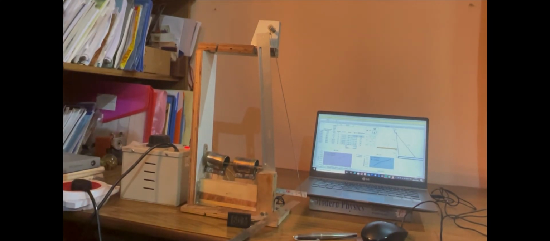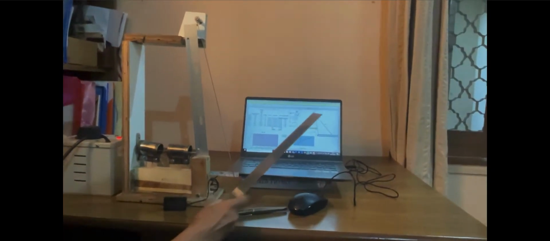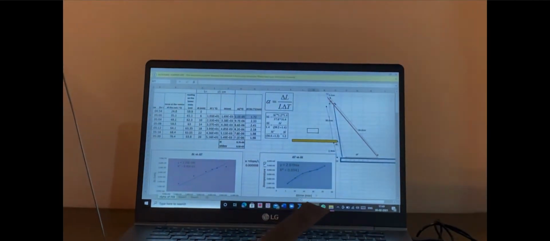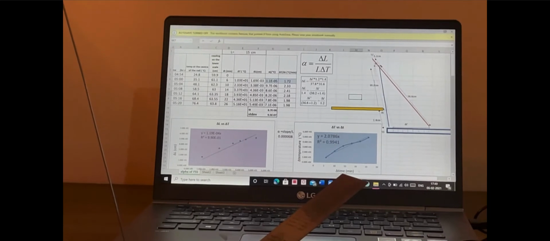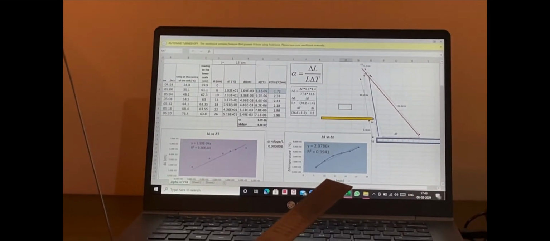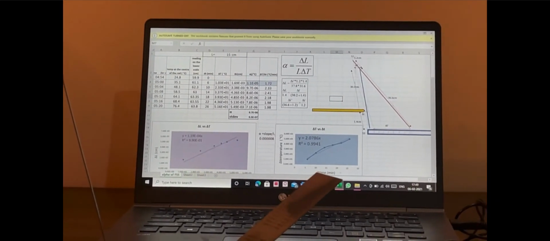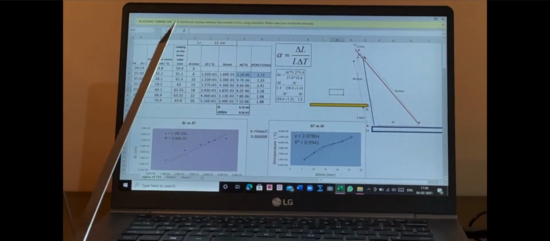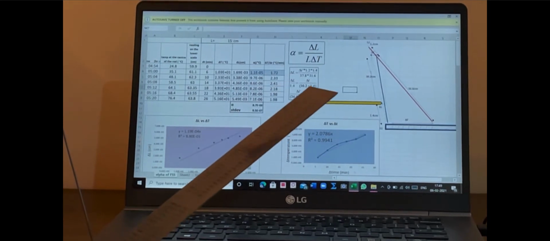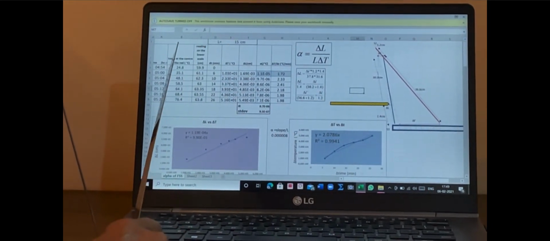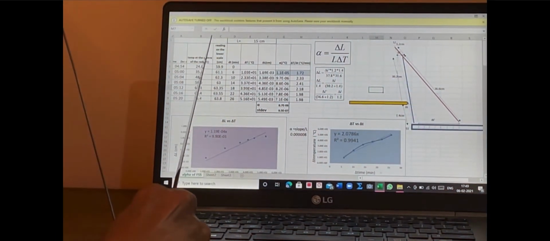I have taken a set of readings and tabulated them over here. You can have a look. The thermal coefficient is defined as the change in length to the original length per corresponding rise in temperature. Alpha is equal to delta L divided by L delta T. For noting down all these values, I have noted the corresponding time intervals after every 5 seconds, the corresponding temperatures and the pointer positions over here.